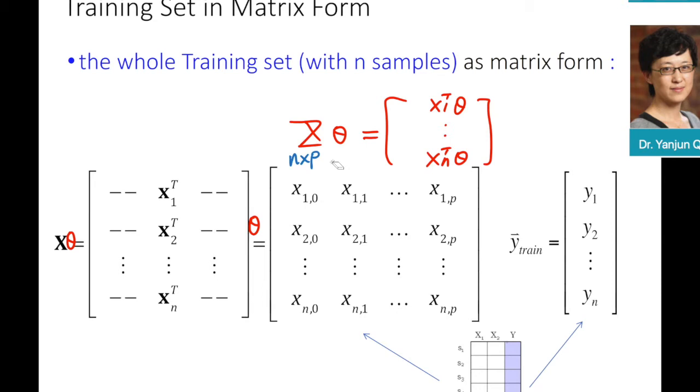So it's n times p, and I still write p times 1 just to not confuse you. My theta vector is a p plus 1 times 1 vector. Then this totally matches in terms of matrix vector multiplication. And this is exactly equivalent to doing x1 transposition theta up to xn transposition theta. So this is a much more concise way to write it.